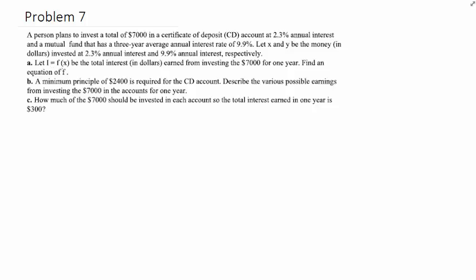Part A, they want us to find the total interest in dollars, but only as a function of X. Okay, so let's see how we can start this off. Let's take a look at the amount that they have. The amount that they put into the CD is X, and the amount that they put into the mutual fund is Y, and all that should equal 7,000. So remember that this is a CD, this is the mutual fund.